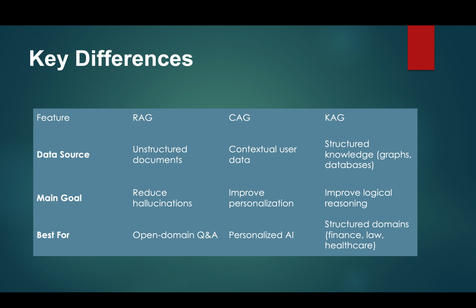So the typical features we have discussed, more focusing on CAG: the data source is contextual user data, and the main goal is to improve personalization, best for personalized AI.